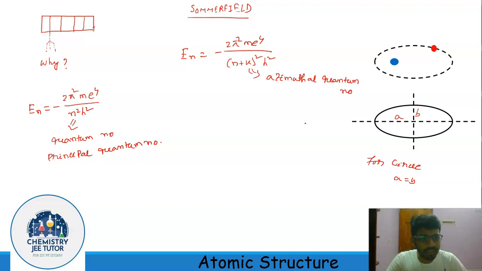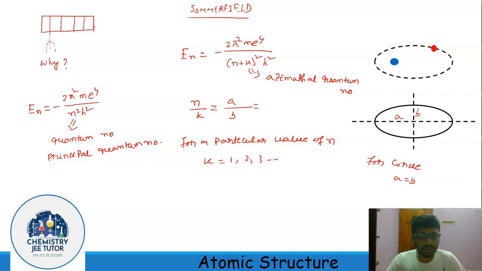And it can be mathematically shown that the relation between the principal quantum number and the azimuthal quantum number, n by k, is equal to a by b, so the length of the semi-major axis by the length of the semi-minor axis. And the relation between n and k is the following. For a particular value of n, k can take any value between 1, 2, 3, up to n.